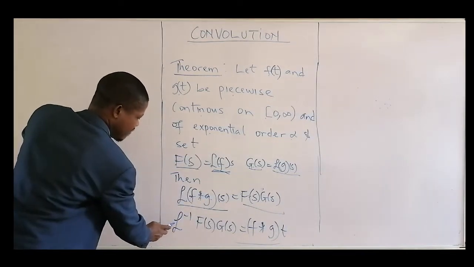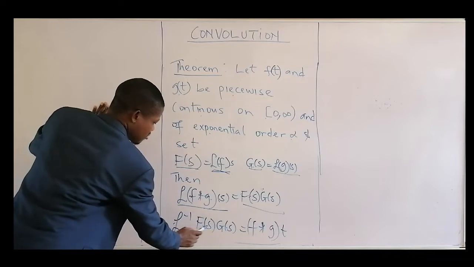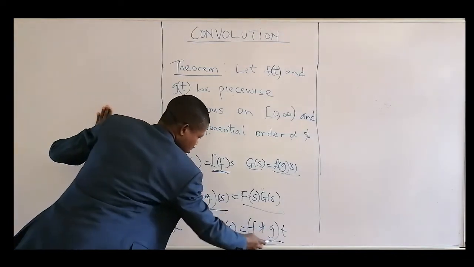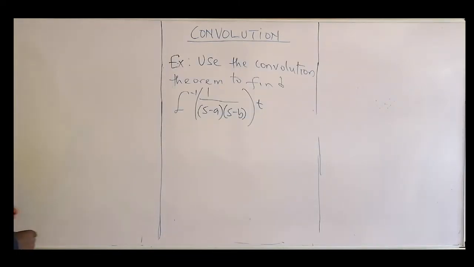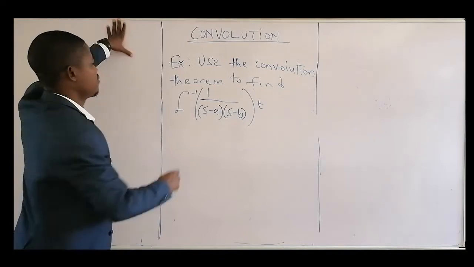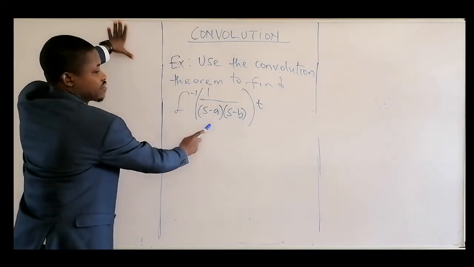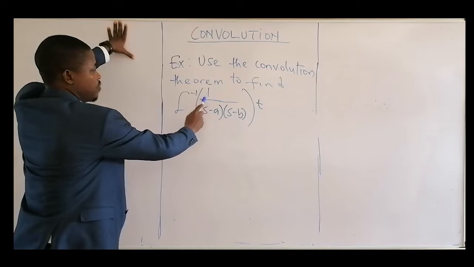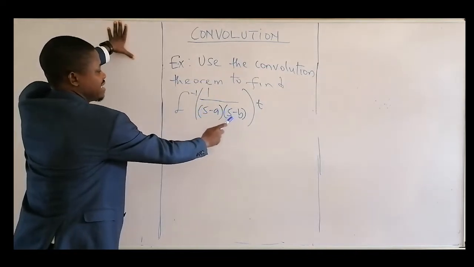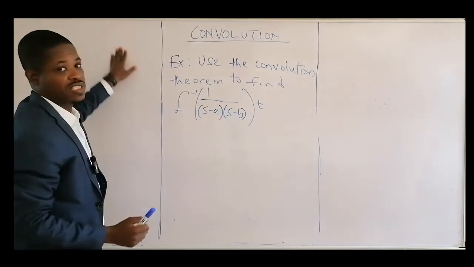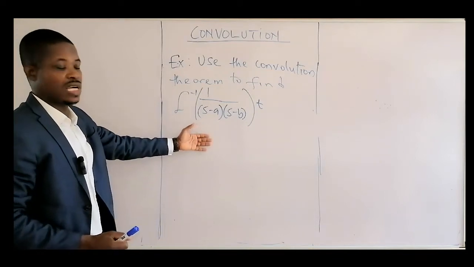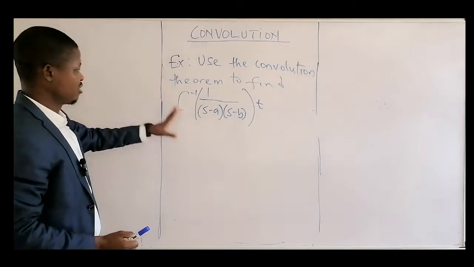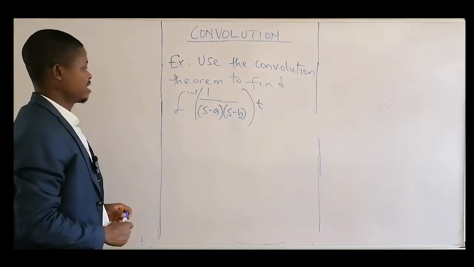And that's what we are saying, that the inverse Laplace of a product of two functions will give what? The function there. So let's see applications of that. Use the convolution theorem to find the inverse of this expression, 1 over (s minus a) times (s minus b). Actually, we can use partial fractions to solve this, but sometimes it might be complicated. We are being told to use convolution to solve this.